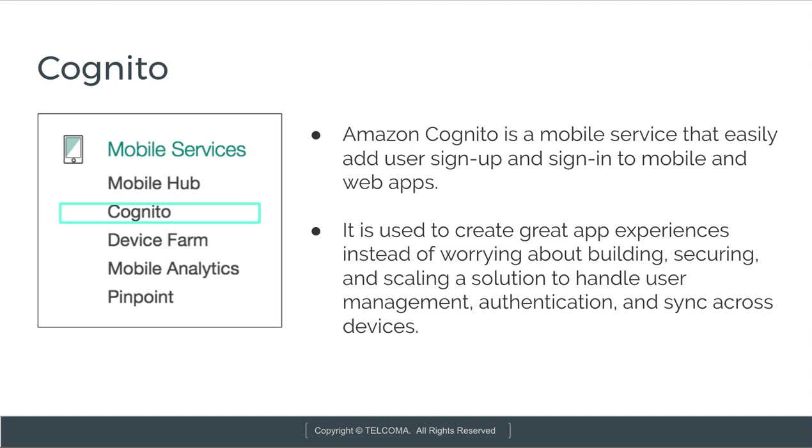Amazon Cognito enables you to save data locally on user devices. It allows your applications to work even when the devices are offline. You can then synchronize data across users' devices and experience various services. So, it is used to create great app experiences instead of worrying about building, securing, scaling a solution to handle user management, authentication, and synchronization. So, this is Amazon Cognito.